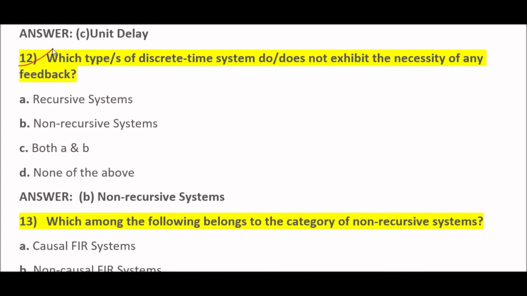Which types of discrete time system does not exhibit the necessity of any feedback? Option A, recursive systems. Option B, non-recursive systems. Option C, both A and B. And option D, none of the above. Correct answer here is option B, non-recursive systems. Okay. Non-recursive systems of discrete time systems do not exhibit the necessity of any feedback.